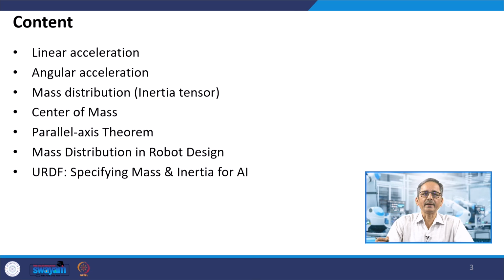So, the content for this course: initially we are going to see the linear acceleration of a rigid body, then the angular acceleration of a rigid body, then the mass distribution, and from that mass distribution we are going to see the inertia tensor for a rigid body. Then we will be talking about the center of mass and then the parallel axis theorem, and mass distribution in robot design, and how we specify the mass and inertia for AI in the URDF file. So, this is what we are going to see.